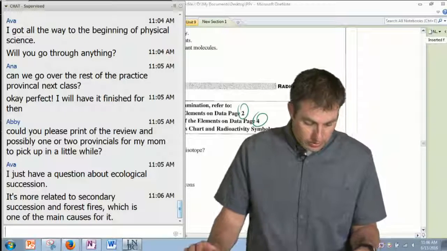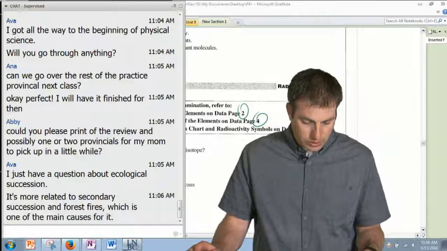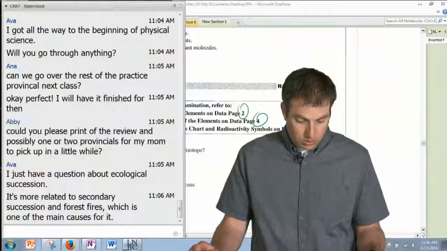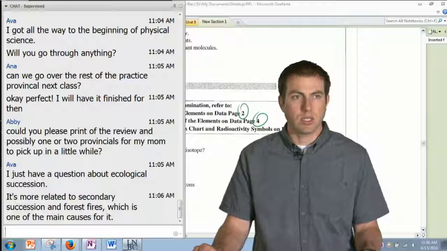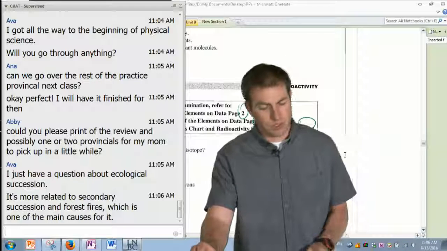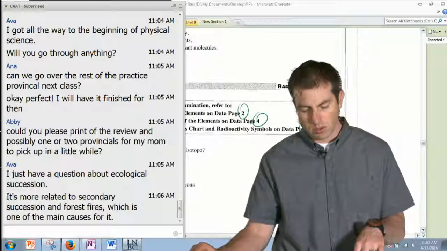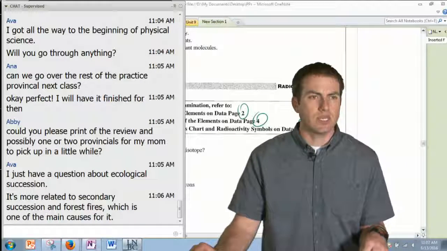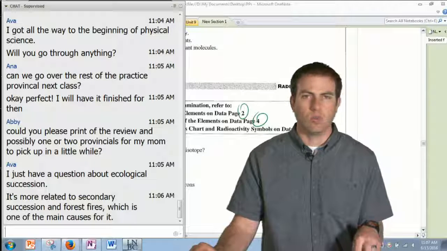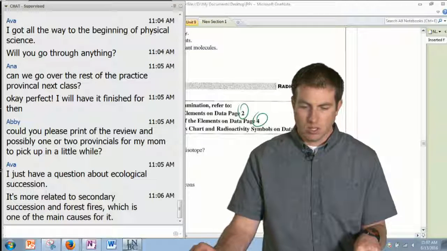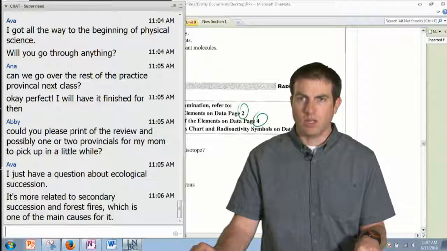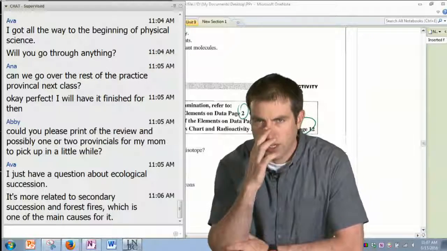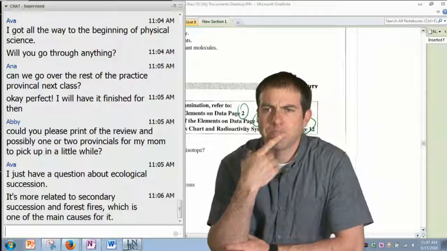It's more related to secondary succession and forest fires. Which is one of the main causes for it? Is this a specific question, Ava, or I'm kind of confused as to what the question's asking or how you're kind of posing the question, I suppose. Secondary succession and forest fires, which is one of the main causes, like what causes forest fires? I don't know if that's what you're trying to get at. A cause for secondary succession, maybe?